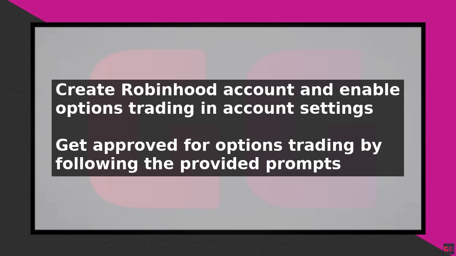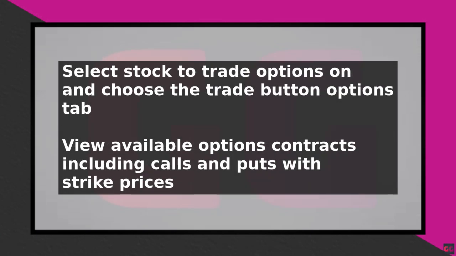Next, click on the stock and select the Trade button. Then choose the Options tab. Here, you will see a list of available options contracts, including calls and puts. A call option gives you the right to buy a stock at a certain price, while a put option gives you the right to sell a stock at a certain price.